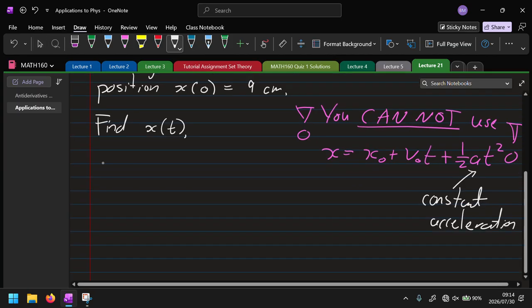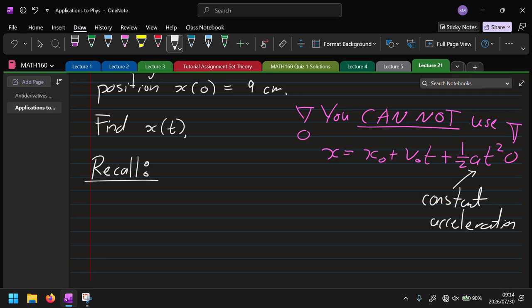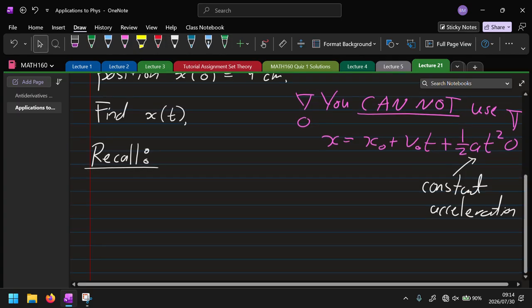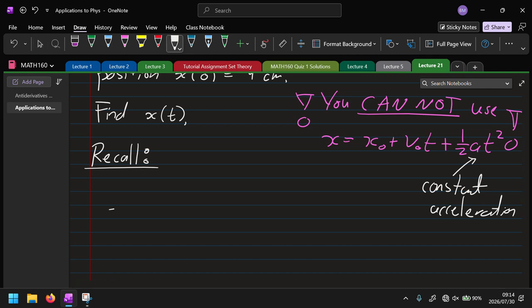Okay, so recall, just some basic physics from last semester. You did kinematics, I think. Okay, so we have our position. What is the time derivative of position? Velocity.